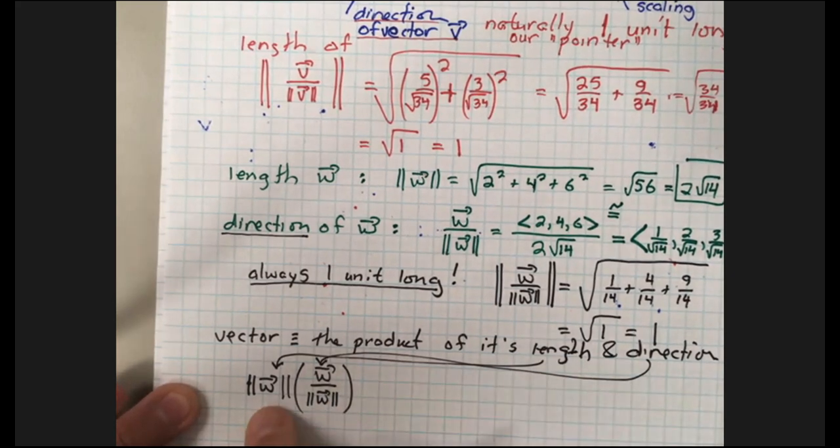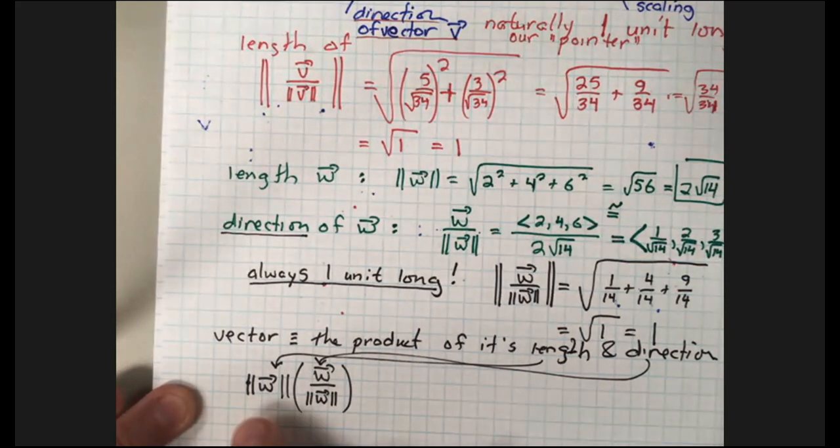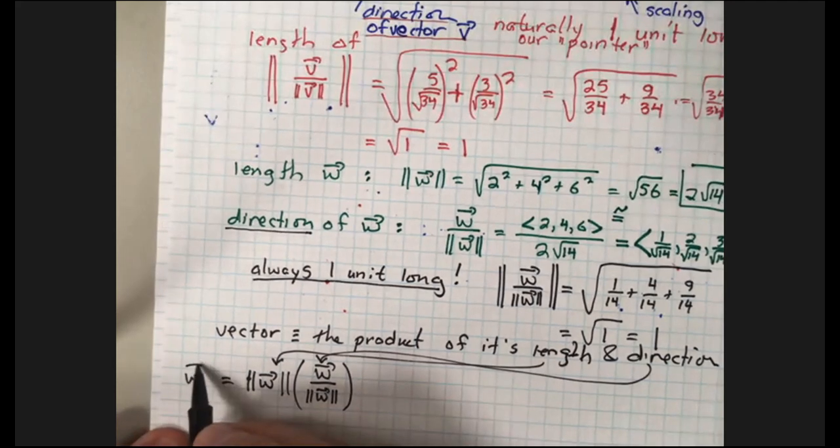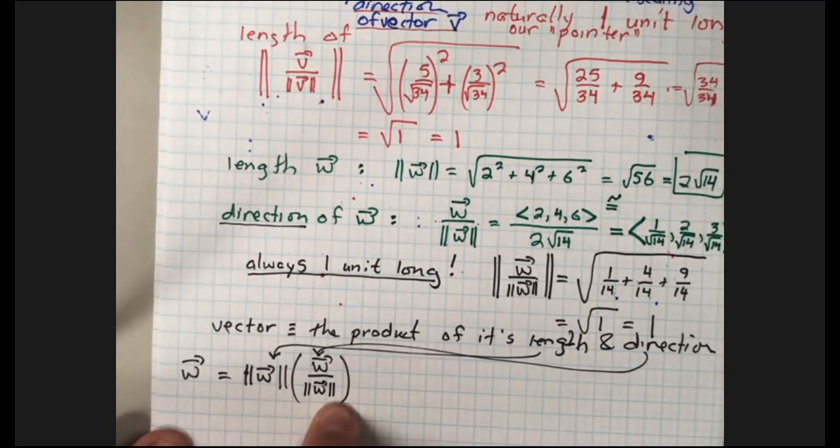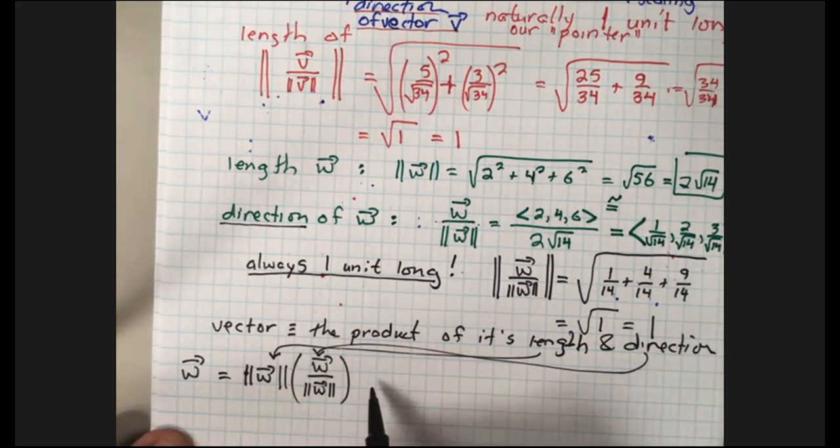Well, this is no surprise. Mag W is a number. It's a positive number. Now, if it's zero, then we have a different situation, but let's just talk about positive numbers. What happens if you take a number and multiply, and you take the same number and you divide? Well, of course, they just cancel out. So all you get is the original W. So in this sense, do you see that a vector is the product of its length and its direction? That's a very convenient way to think of it.